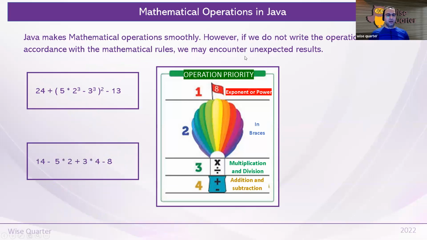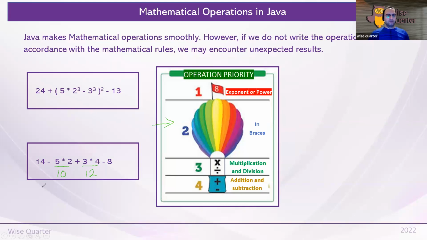Let's try to solve another one. When I check the first one, I cannot see any power here. So it says then you should calculate the brackets. Again, there are no brackets here. Then multiplications and divisions. Oh, here we have a multiplication. Another one is here. So let's calculate them first. 5 times 2, it is 10. 3 times 4, which is 12.